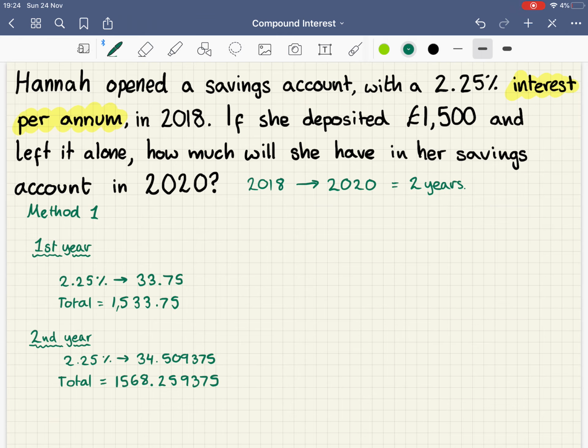However, I need to acknowledge, again, the context of the question. Now, the context is that I'm dealing with money. And money must look like money in your final answer. You would never see more than 2 decimal places when you're in a shop. So given that I've got way too many, I need to look at my third decimal place. Because it's a 9, that's going to round up. So my final answer, in fact, is £1,568.26.